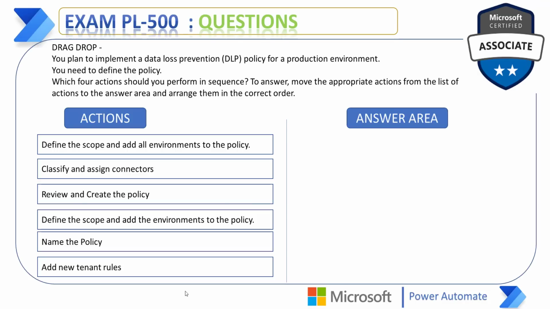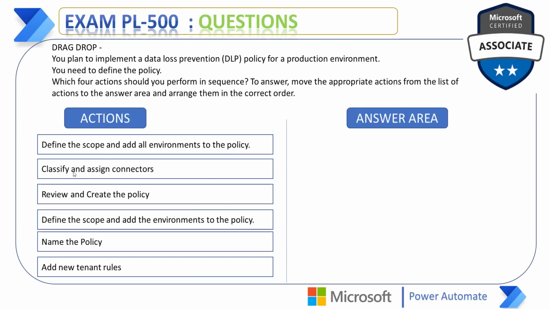Now, let me switch back to the question over here. There you can see I'm having 6 actions over here. Out of that, I need to select 4 actions to perform the sequence to create the data loss prevention policy. There you can see below my actions, I'm having define the scope and add all the environments to the policy. This is one of the actions.